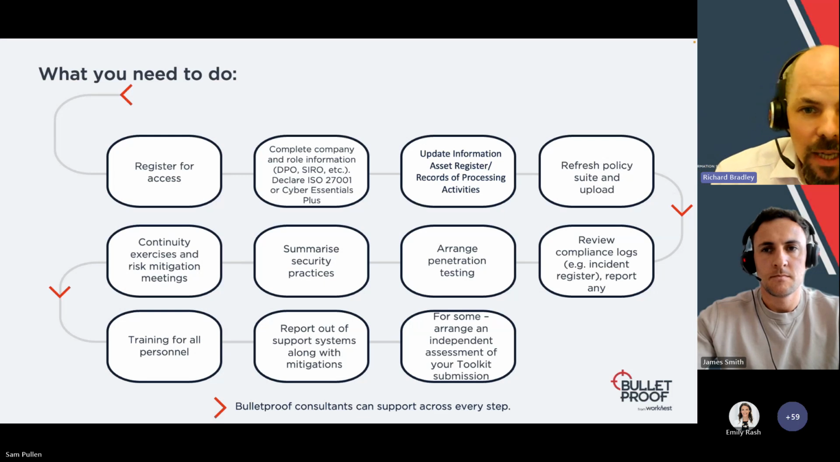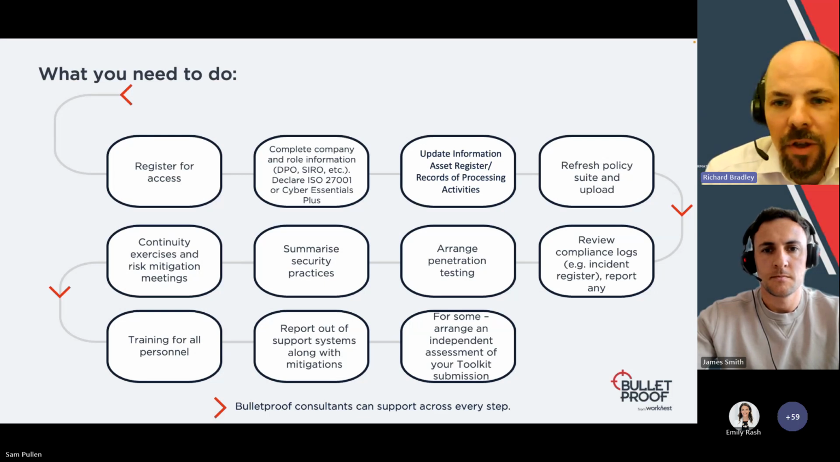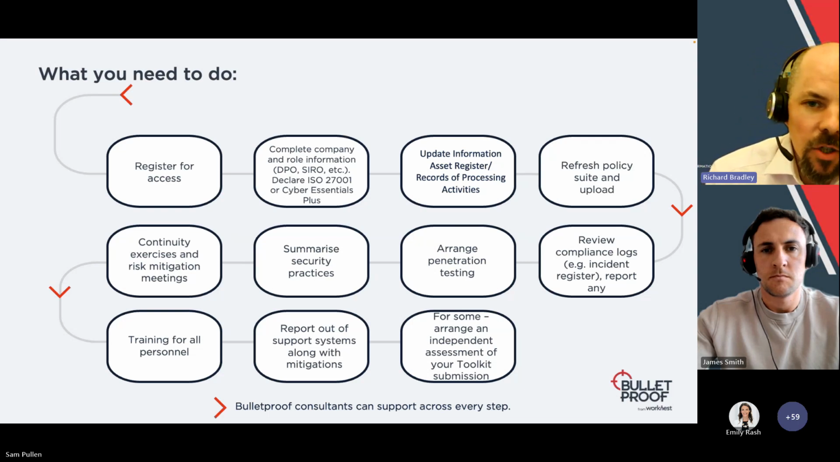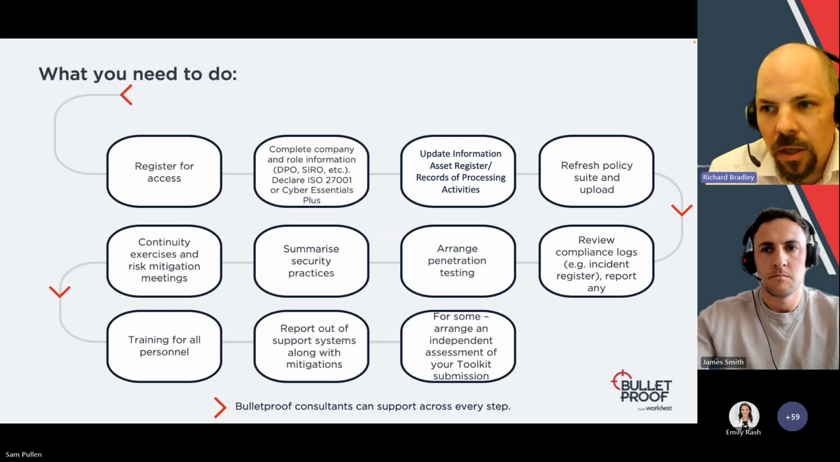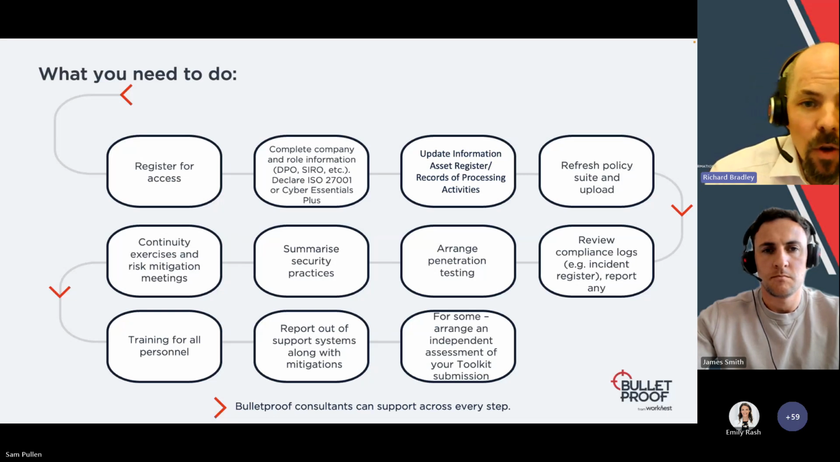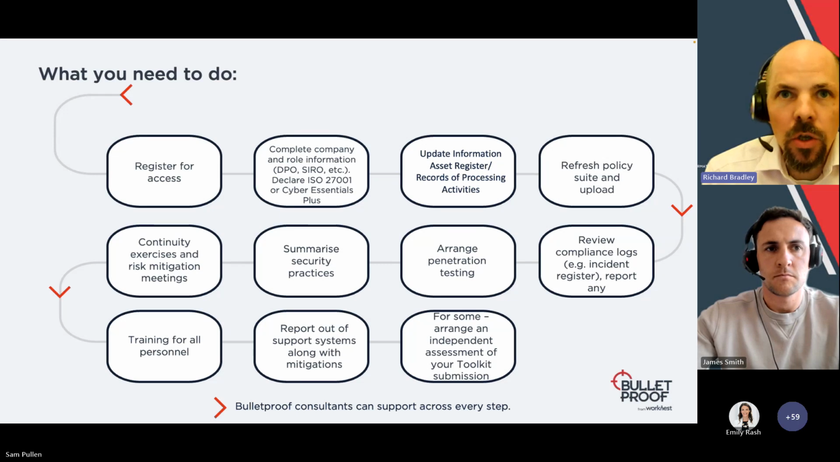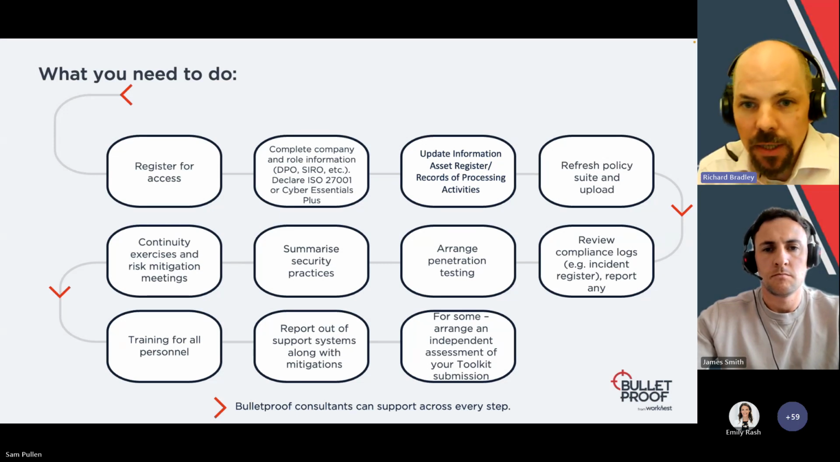Then we have completing the preamble, the company information. So who's got what role when it comes to data protection and security? Who's your DPO, SIRO, Caldicott Guardian, who is the accountable director, those sorts of things. If you've got any certifications in place or security standards or frameworks that you follow, declare these at this stage, because that makes a difference to the way the questions are answered later in the process.